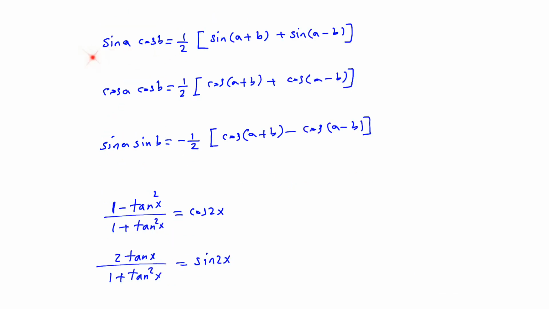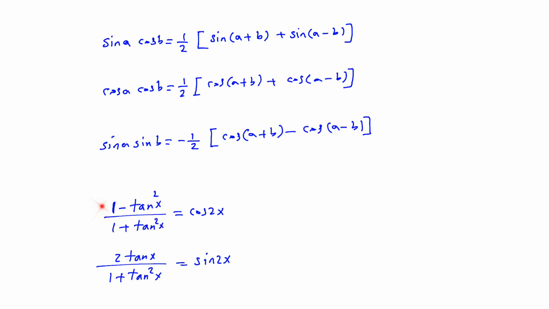Converting multiplication of two trigonometric ratios to addition. Sine of a cosine of b equals half of sine of a plus b plus sine of a minus b. Cosine of a cosine of b equals half of cosine of a plus b plus cosine of a minus b. Sine of a sine of b equals negative 1 over 2 times cosine of a plus b minus cosine of a minus b.